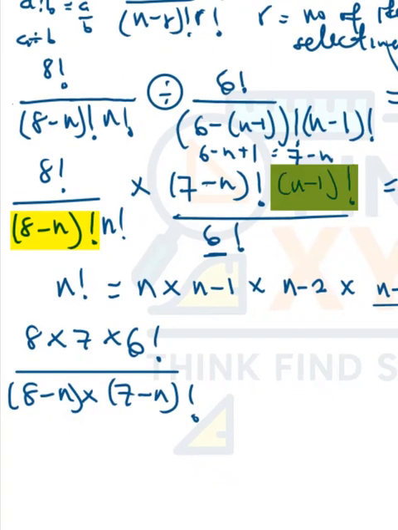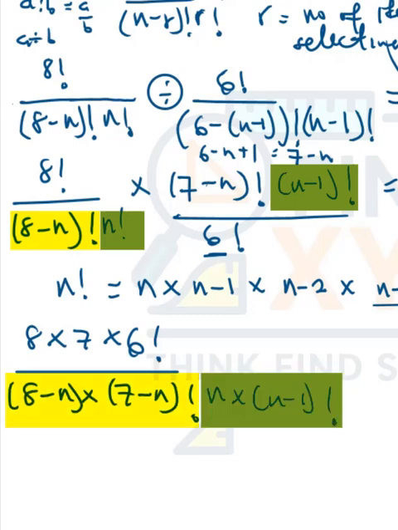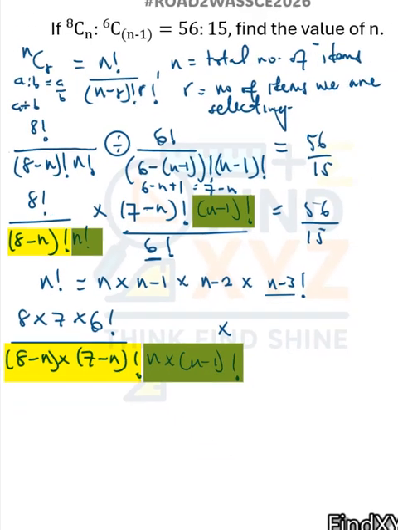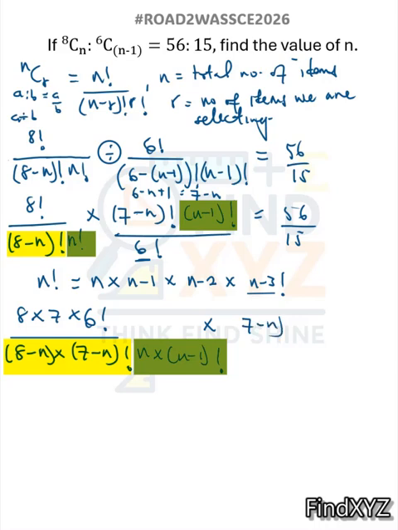Similarly, I have n factorial here. It means that n factorial can also be reduced to n minus 1 factorial. Then I can write this as n times n minus 1 factorial. Okay, then I'll bring my multiplication. I have 7 minus n factorial times n minus 1 factorial, everything divided by 6 factorial, is equal to 56 over 15.